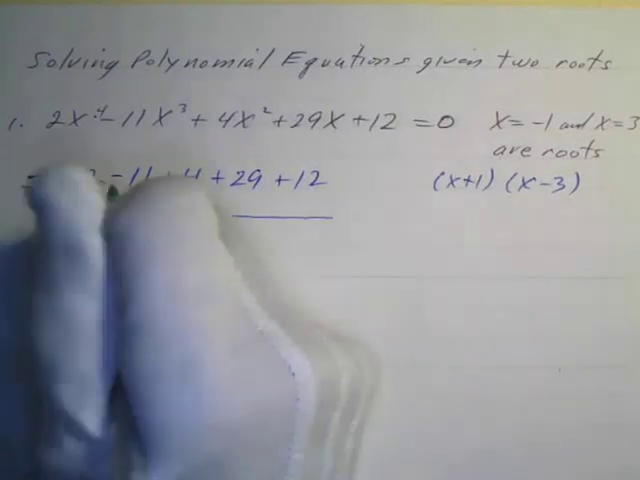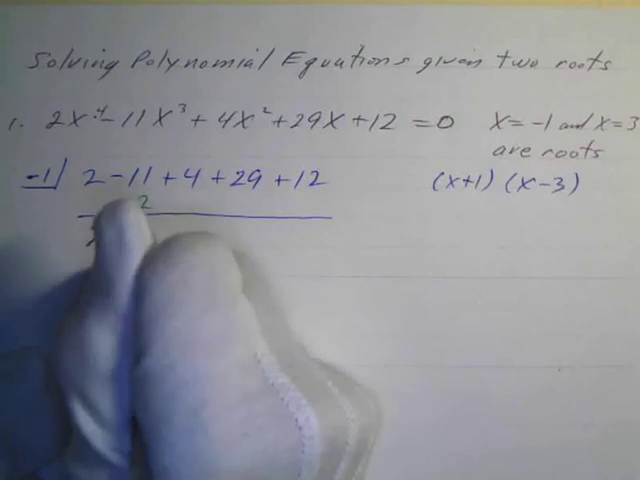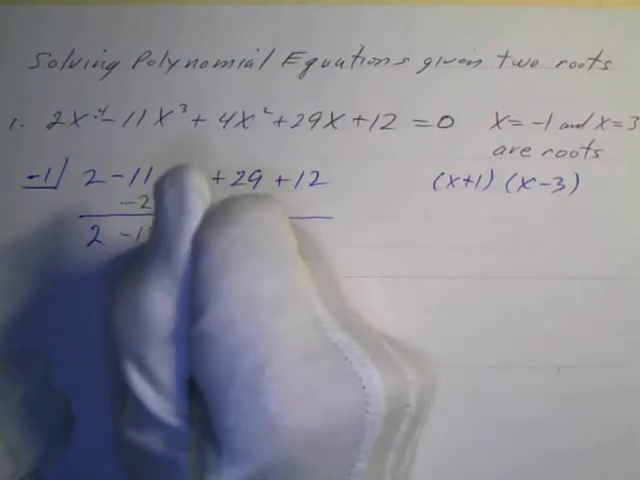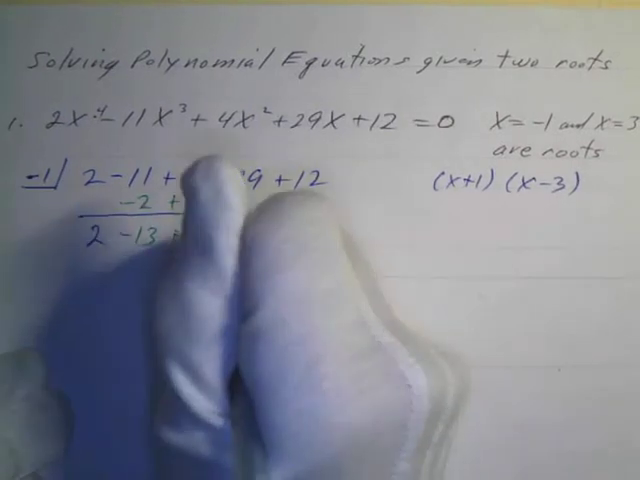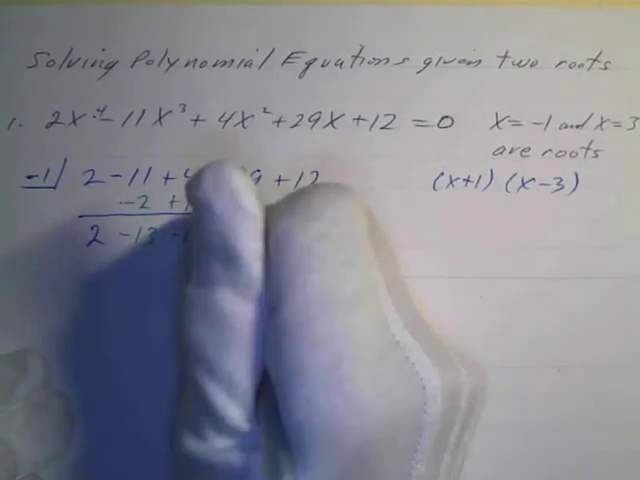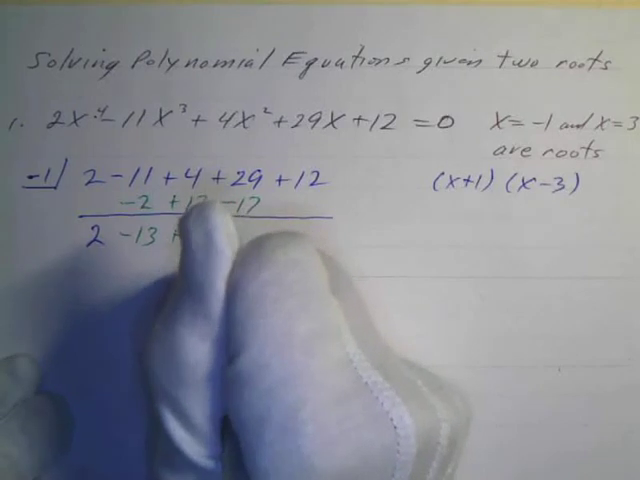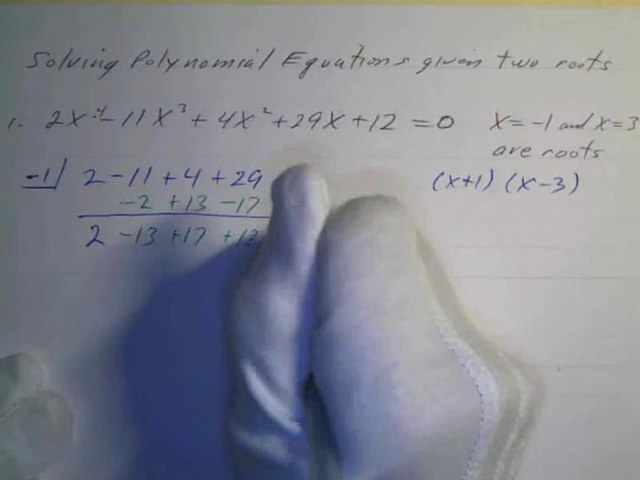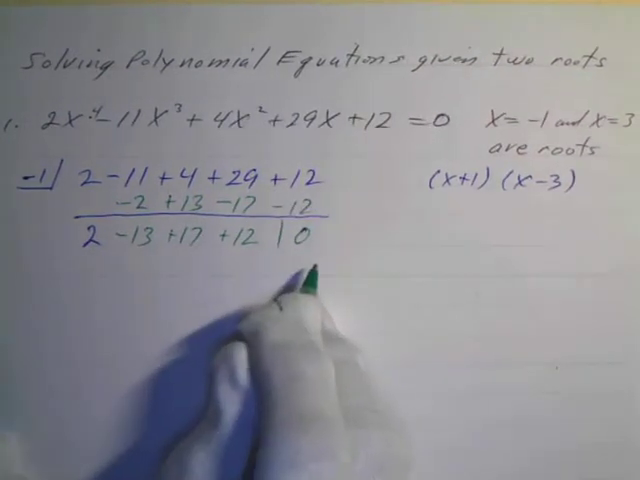So -1 times 2 is -2. -11 and -2 is -13. -1 times -13 is positive 13. 4 plus 13 is positive 17. -1 times positive 17 is -17. 29 minus 17 is 12. -1 times 12 is going to be -12. And there's my 0. So that's my reduced equation.